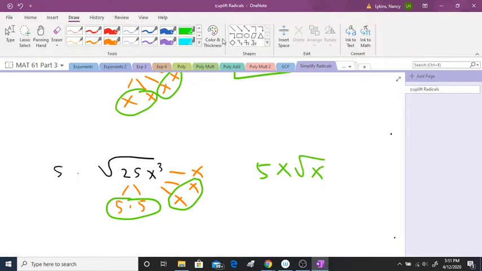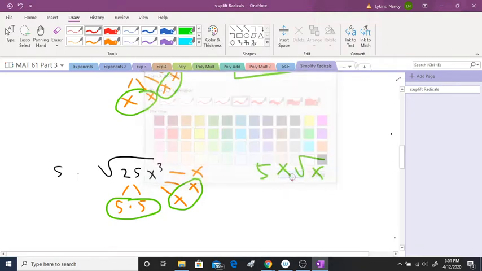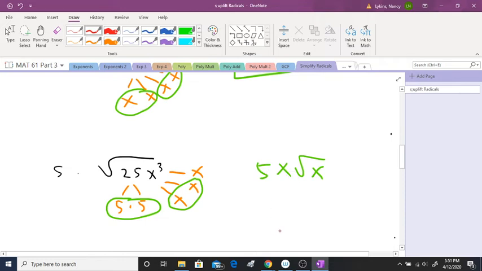Now to check my answer, if you're wanting to check it, all you're doing is you're squaring your 5, squaring your x times the x. And if you do that, that is 25. When you multiply variables with exponents, and that really is an x to the 1, you add the exponents up, and you get 25x to the 3rd power.